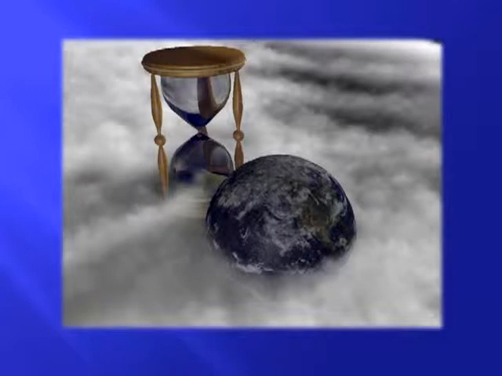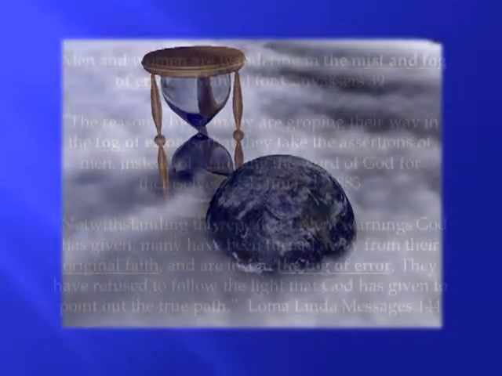Now, this is a picture that Trenton modeled. He actually modeled two of these pictures. And as you can see in here, you have the hourglass where the sand is almost run out, and the earth is surrounded by this foggy mist. And as I was looking at these pictures, I realized that they're telling a story.